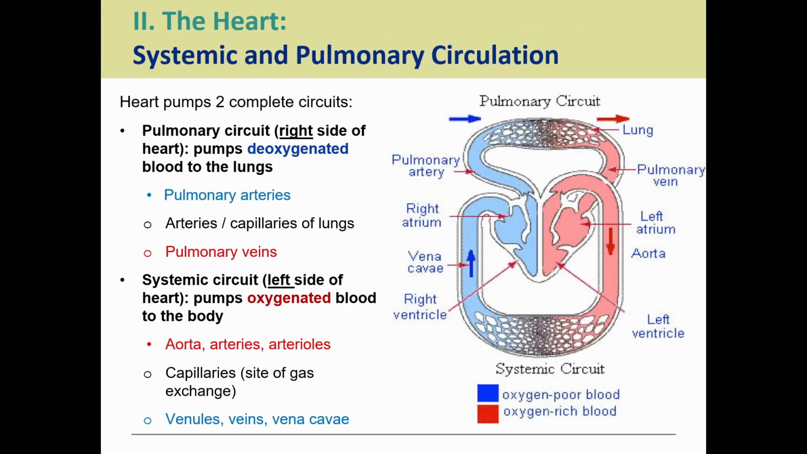And we have 2 main circuits the heart pumps through. We have the pulmonary and the systemic circuit. The pulmonary circuit is what is handled by the right side of the heart. So the right atrium and ventricle will handle the pulmonary circuit, and this is to take blood that has been deoxygenated. There's little oxygen in it, and it's going to pump it towards the lungs, right through the pulmonary arteries to the lungs, get oxygenated, and then use pulmonary veins to bring it back to the heart to the left side.